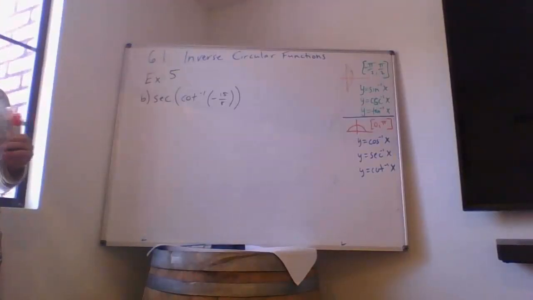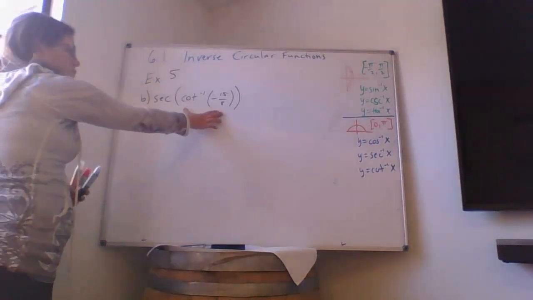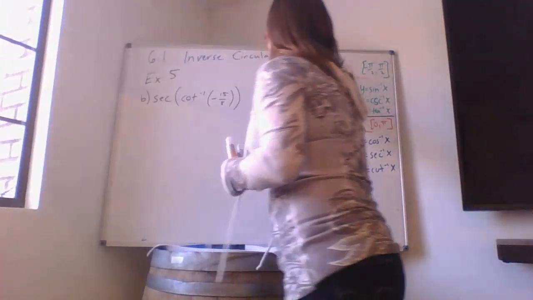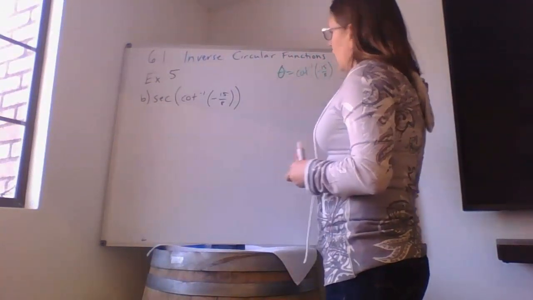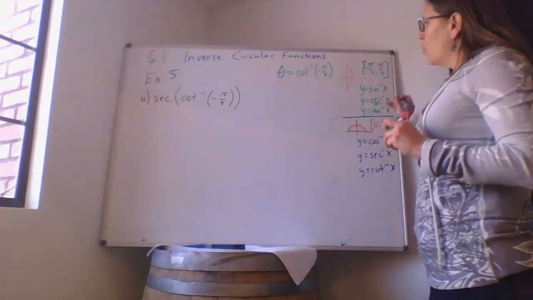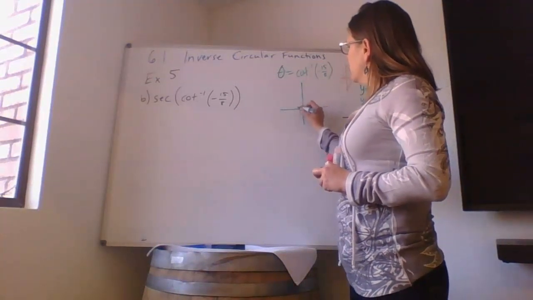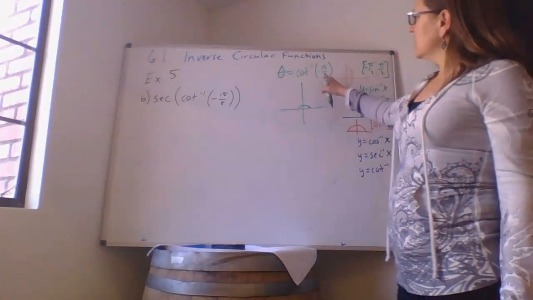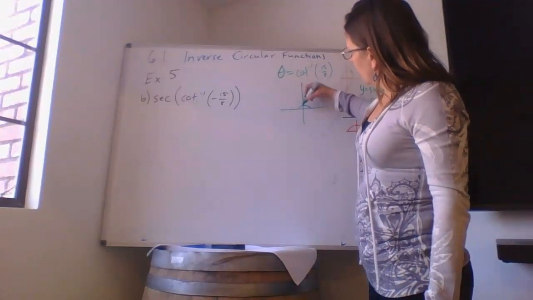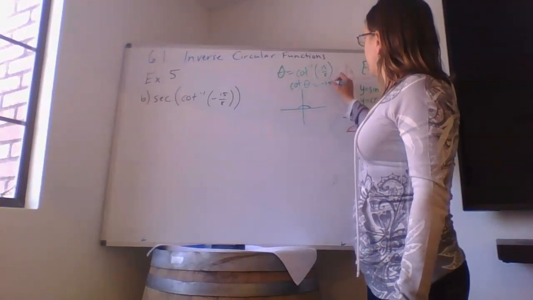B, secant of cotangent inverse of -15/8. So we first identify the inverse. So our theta will be cotangent inverse of -15/8. So now we have to be careful of what quadrant we are in. Because we have cotangent inverse of a negative, remember cotangent inverse will give us a value between 0 and pi. So since it's negative, we'll have our angle over here. We'll also rewrite this as cotangent theta equals -15/8.